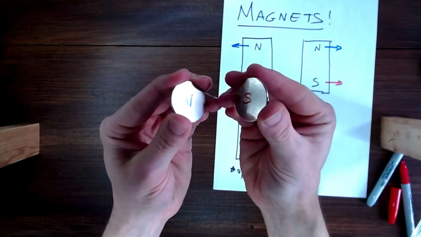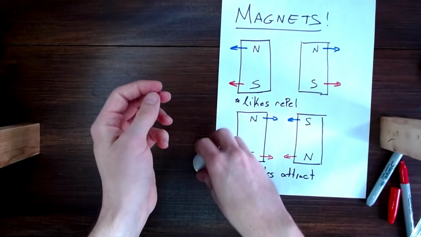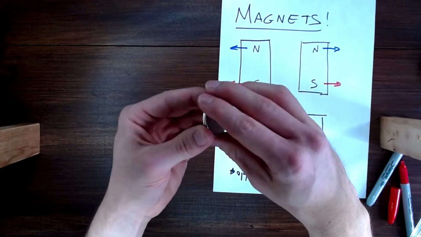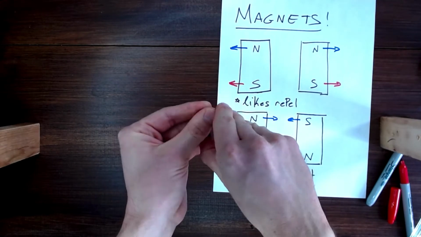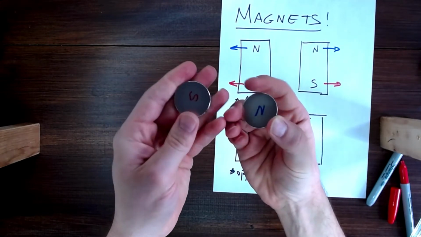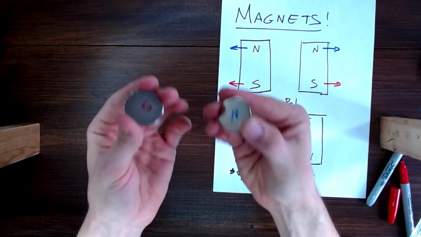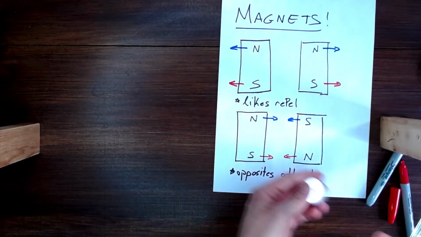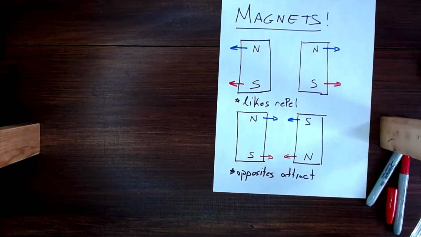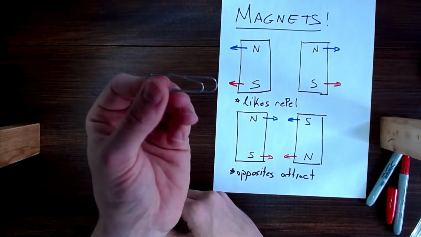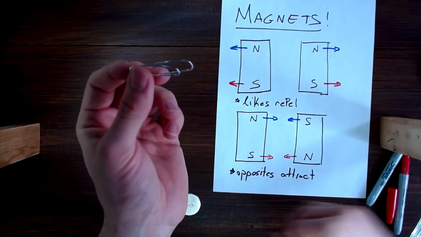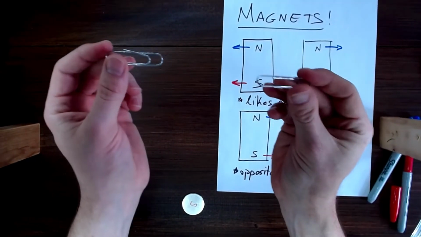Let's see it again. Ready? Watch. And there it goes, right? North and south, pulled apart, being attracted to one another. Cool. So now there's really no surprise that 2 magnets would be attracted to each other. But what I want to look at now is a paperclip.